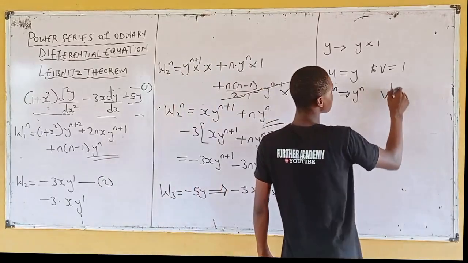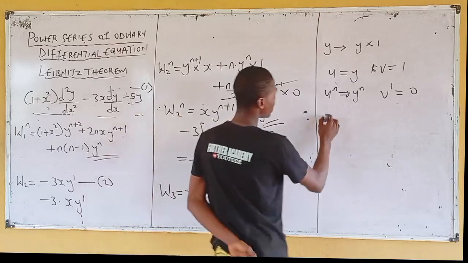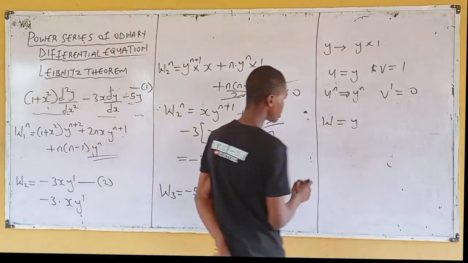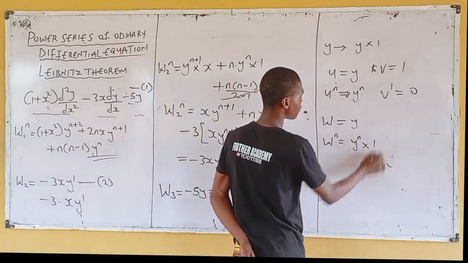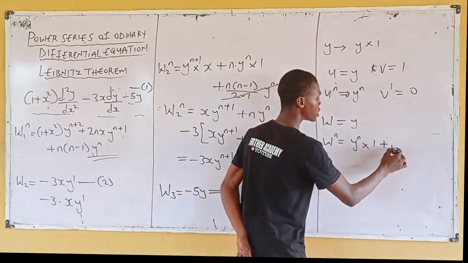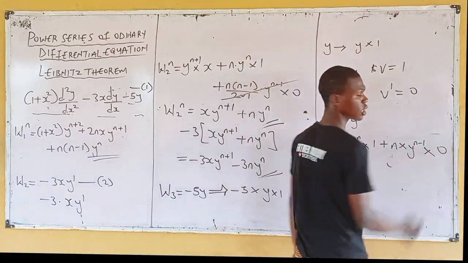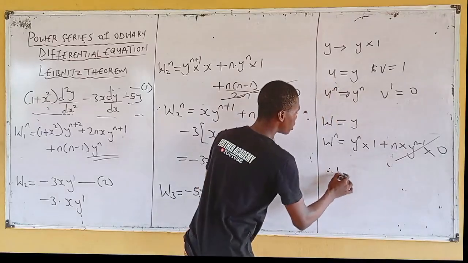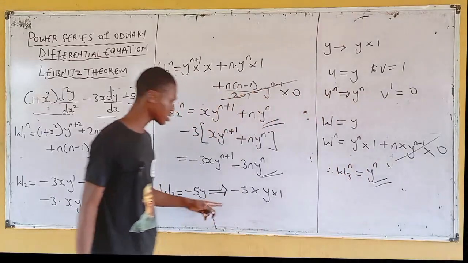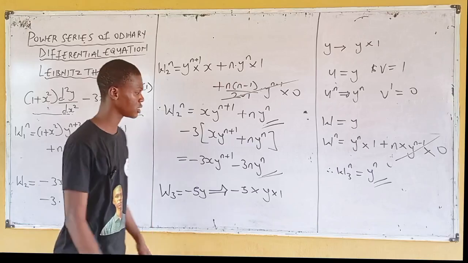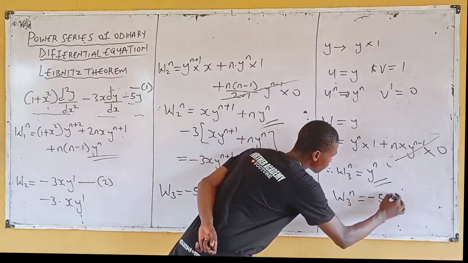Then for this, the first derivative is 0. So let's work with that. Given y equals y, the nth derivative becomes y raised to the power of n multiplying the v function itself, which is 1, plus your coefficient n, multiplying y raised to the power of n minus 1, multiplying the derivative of 1, which is 0, and this cancels out. Therefore, the nth derivative is y raised to the power of n, and we have a constant here. This constant multiplies the nth derivative, so the nth derivative of w3 becomes negative 5 y raised to the power of n.